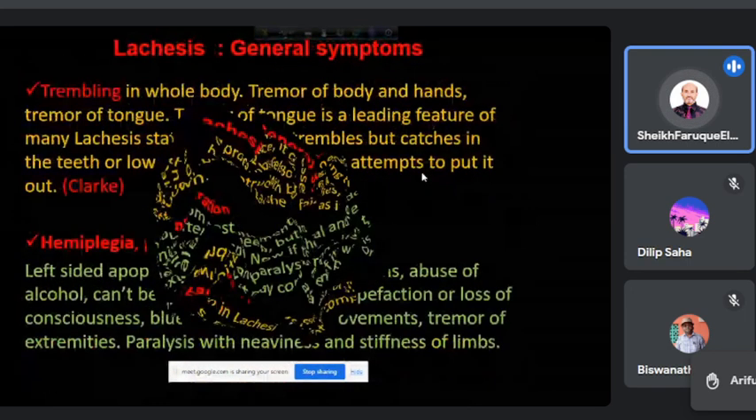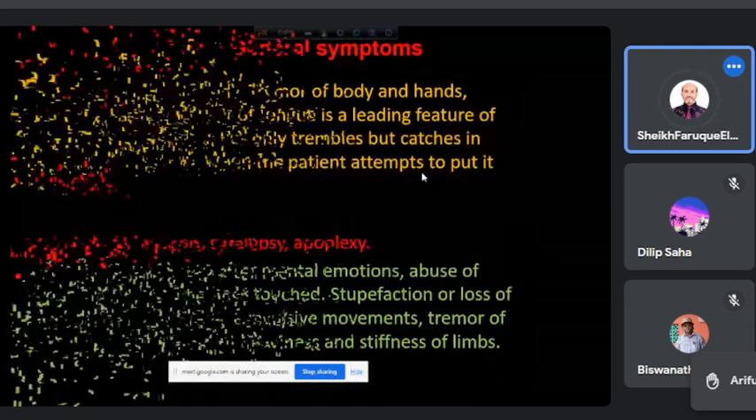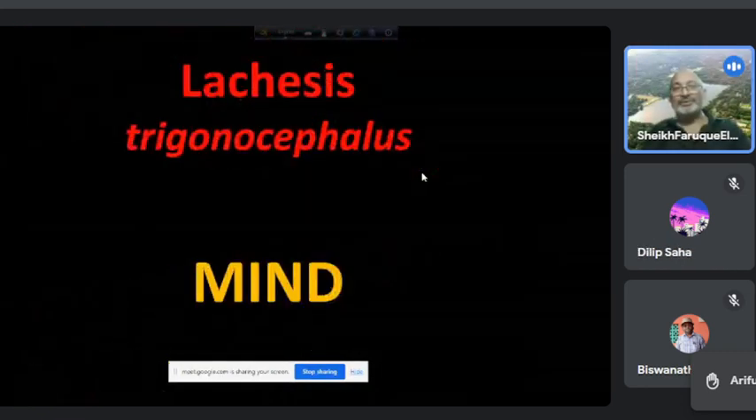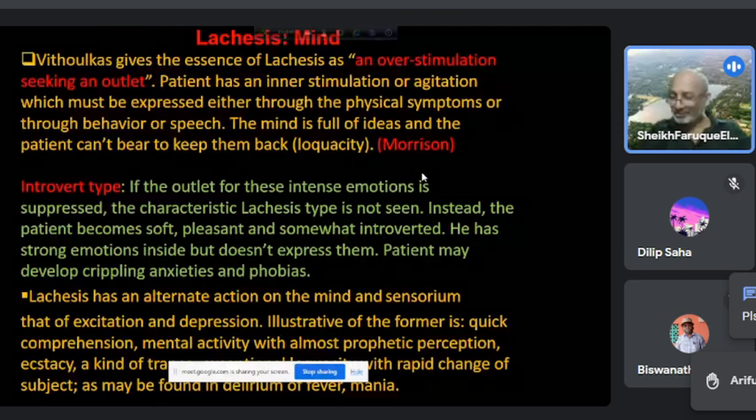These are all general symptoms, categorized. Then we'll come to the symptoms of mind and so on.